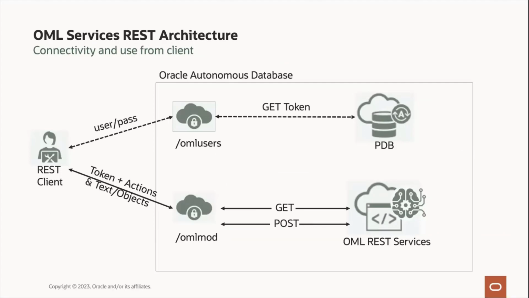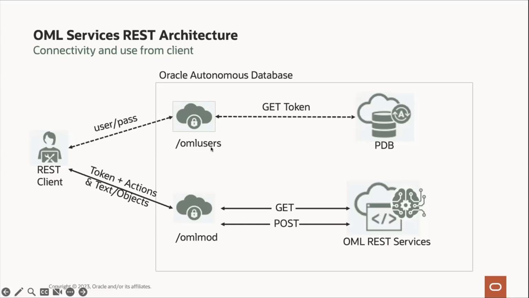So let's go ahead and look at the workflow to create a batch scoring request. That workflow starts with getting your access token to authenticate your request to OML Services. To do that, first you send a request to this OML users path, and this request includes your username and password, and your database will return a token with which to authenticate your request to OML Services. Your requests to OML Services go to this OML mod path, and using that token, you can send your payload.